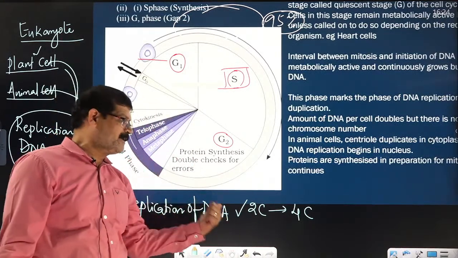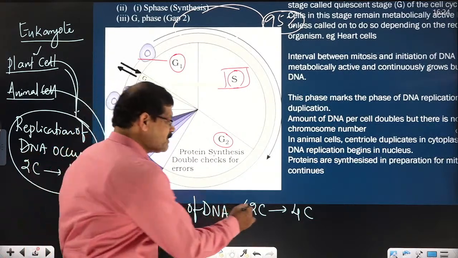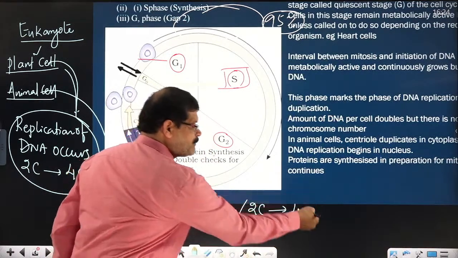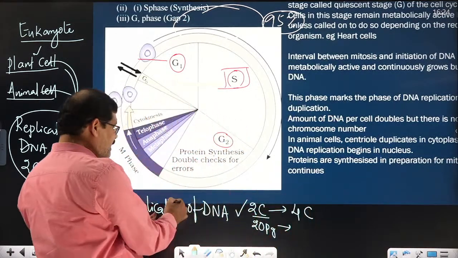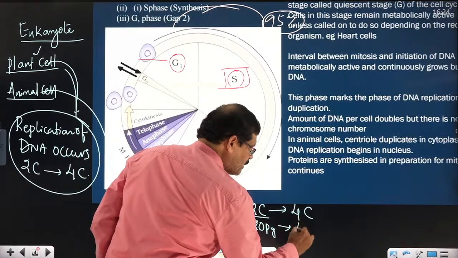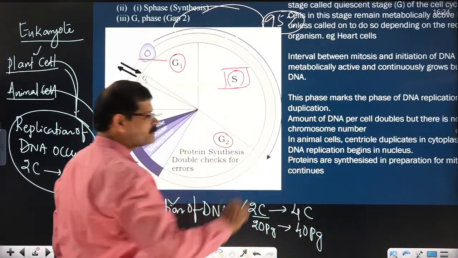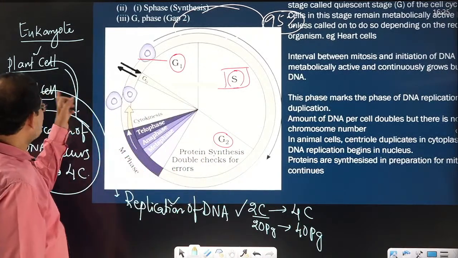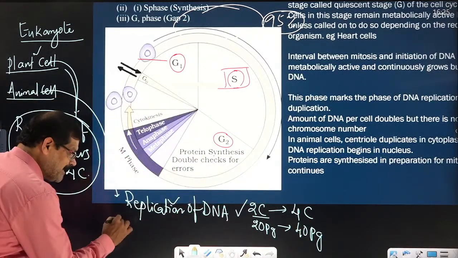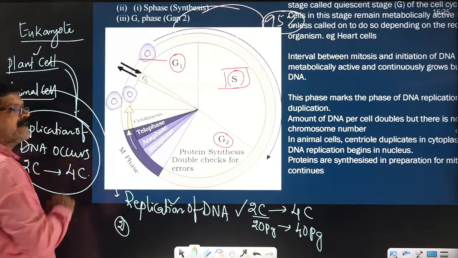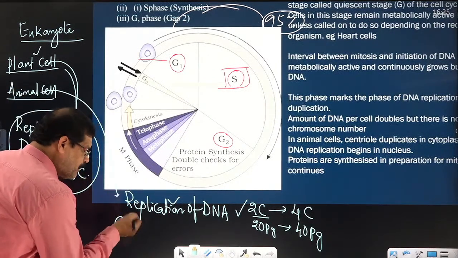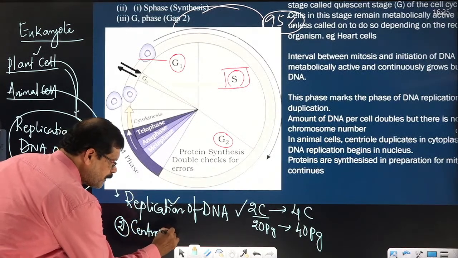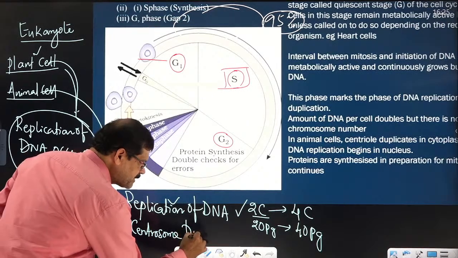Now you can check the same thing here. Suppose you take this 2C as 20 picograms, now how much does it become? Due to the replication, it becomes 40 picograms. It has doubled. That is the one event which occurs in the animal cell. The second important thing which occurs here is that the centrosome duplicates.